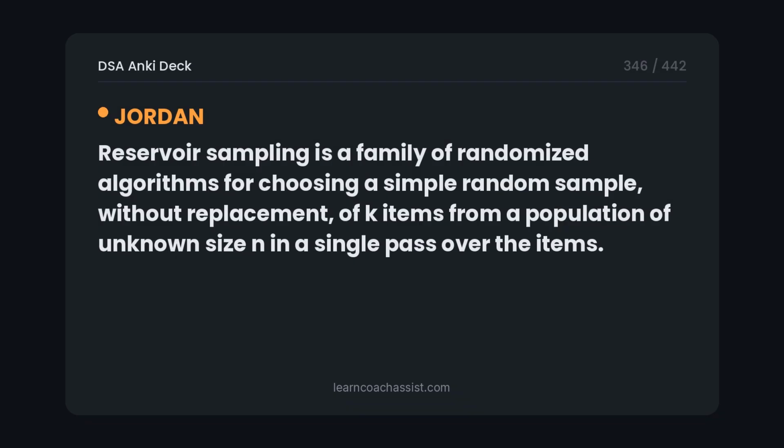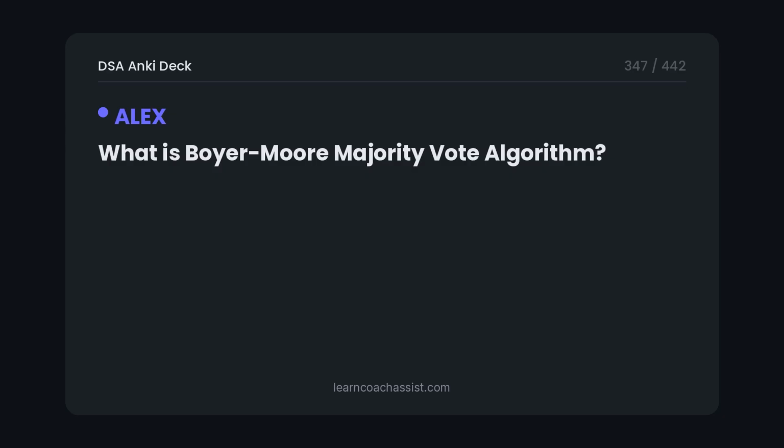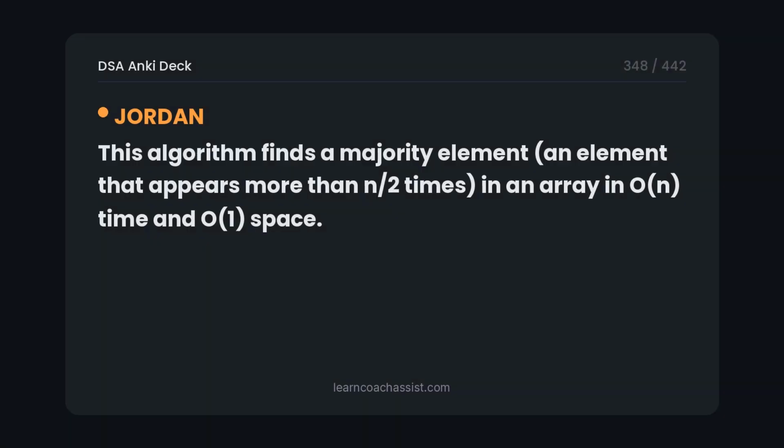Reservoir sampling is a family of randomized algorithms for choosing a simple random sample, without replacement, of k items from a population of unknown size n in a single pass over the items. What is Boyer-Moore majority vote algorithm? This algorithm finds a majority element, an element that appears more than n/2 times, in an array in O(n) time and O(1) space.